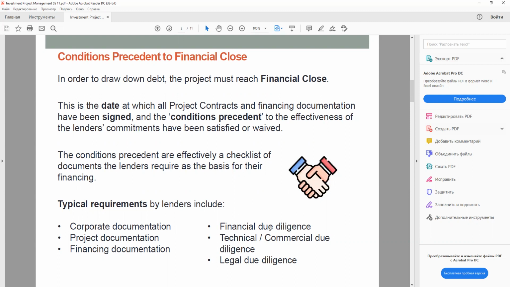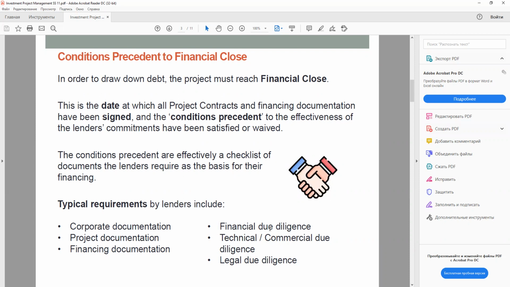Then we have financing documentation. It is the signature of all financing documentation: bank loan agreement, agency agreement, or bond terms and conditions and trust deed. Fee letters covering payments of arranging and underwriting fees. Any sponsor support agreements and guarantees, or parent company guarantees for some contractors. Security documentation, and registration of this security.